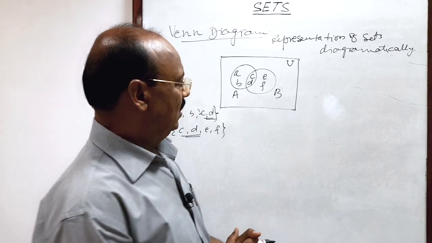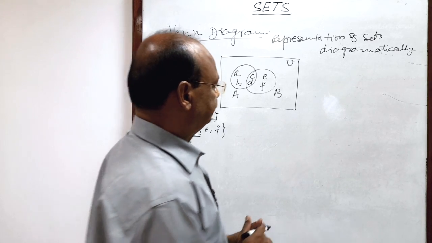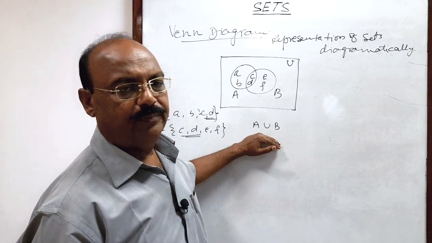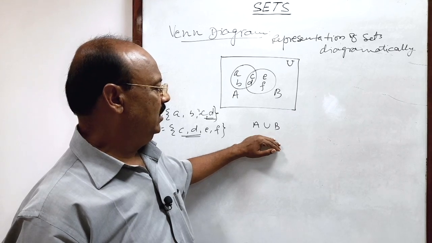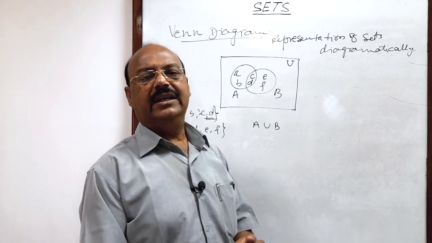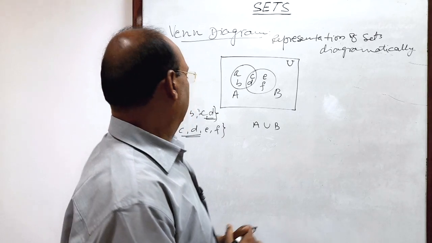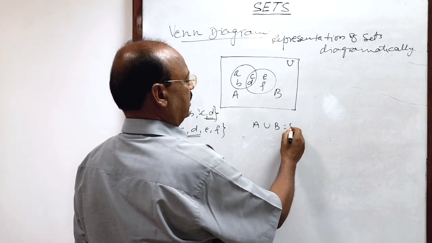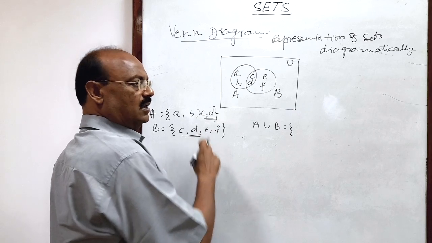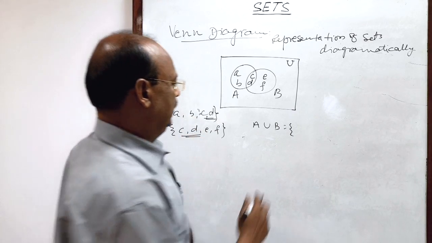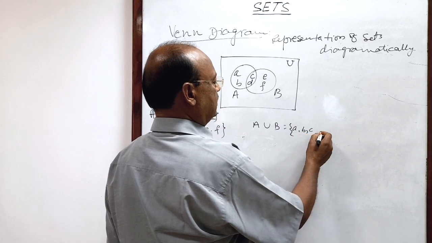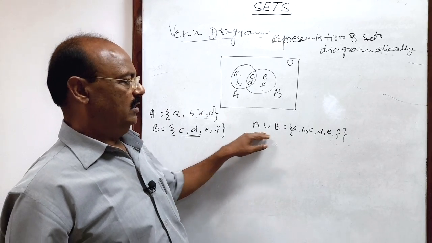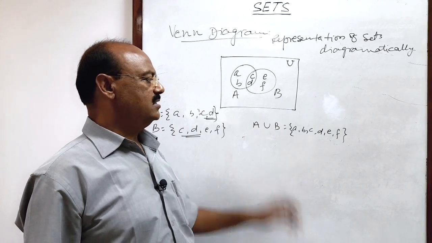As for example, suppose we want to represent A union B. Then what is this operation, A union B? A union B is the total sum of all the elements of sets A and B. As for example, here A union B will consist of all these elements available in either set A or set B. So this will be A, B, C, D, E and F. You know, A union B. This is a kind of operation on these two sets A and B.